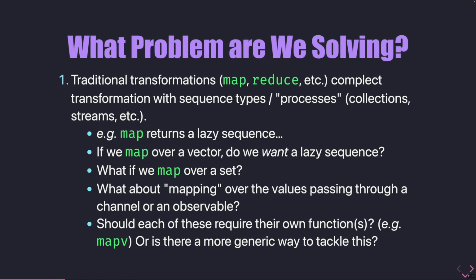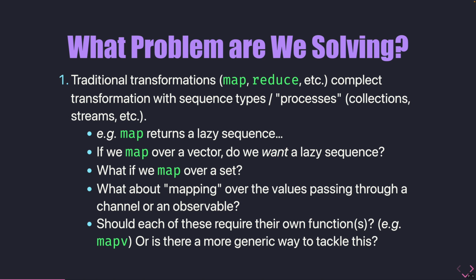So what problem are we trying to solve here? Our traditional transformations of data that we use every day, like map and reduce, actually complect what they are doing with the underlying sequence types. So these functions tend to return lazy sequences specifically, right? And I think we've all probably run across this where we had a vector, we wanted to map over it, and what came out the other end was a lazy sequence. And maybe what we wanted was a vector, right? But that function changed it because it has an inherent output type.